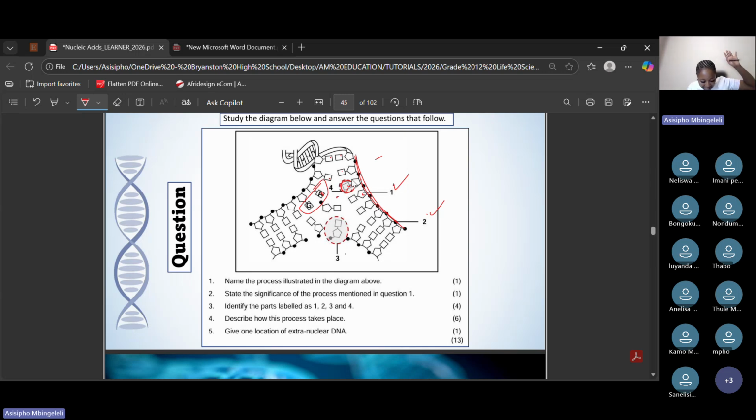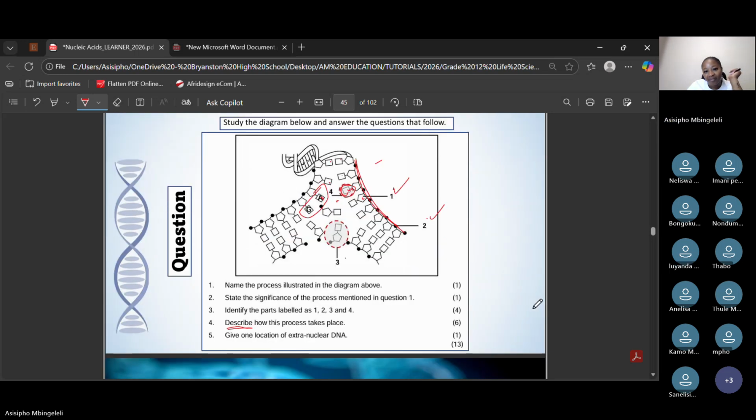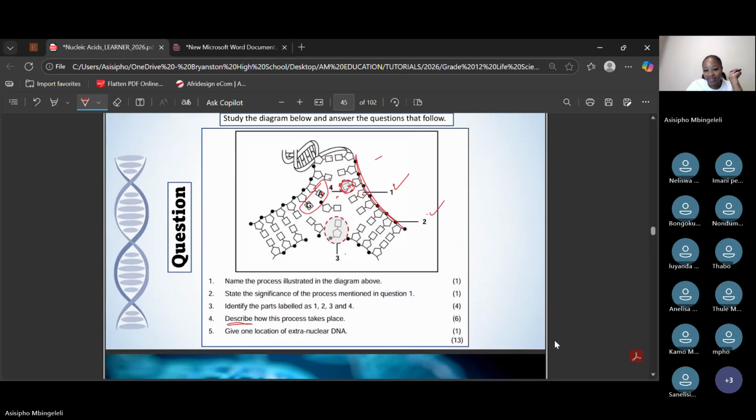Are you answering number 4 for us? This one, the 6 marks one, Leander? Should I? Yes, please. Okay, they say describe how this process takes place.